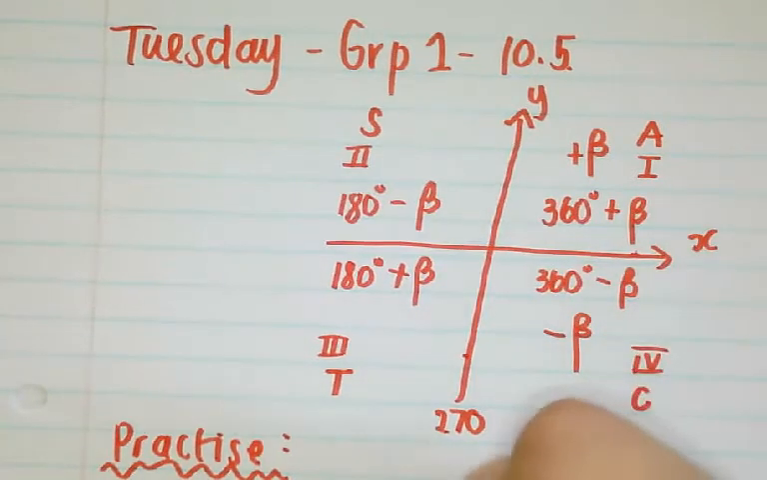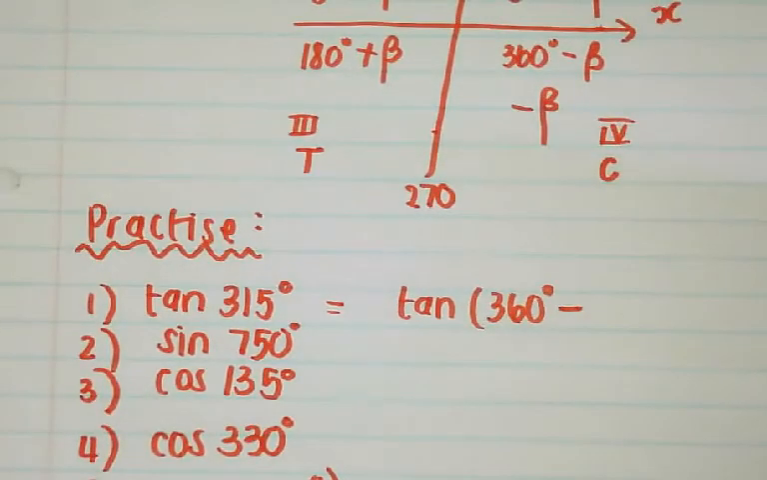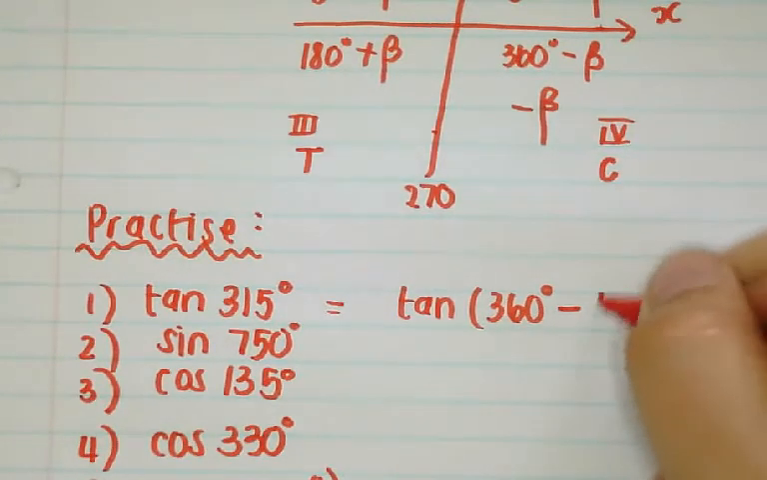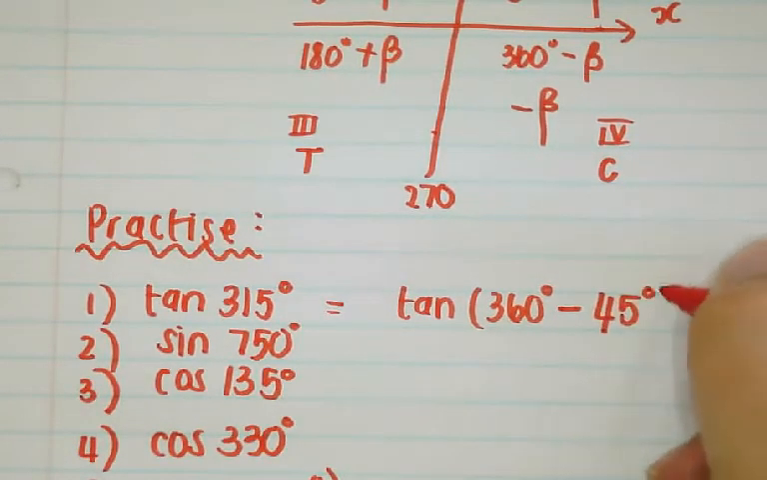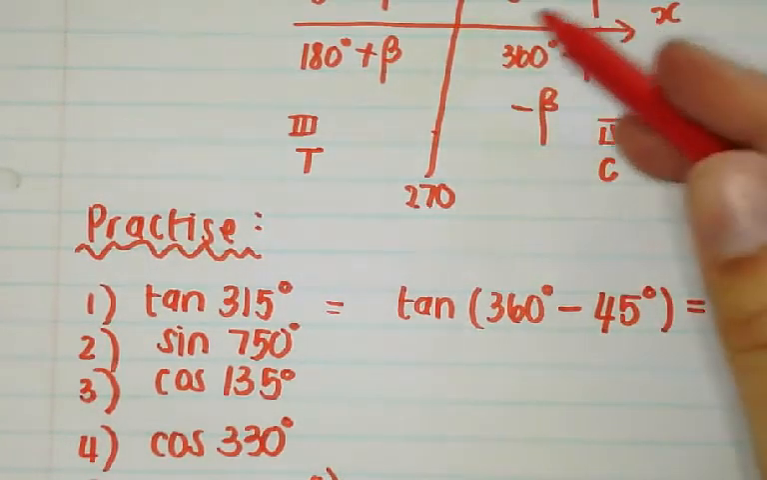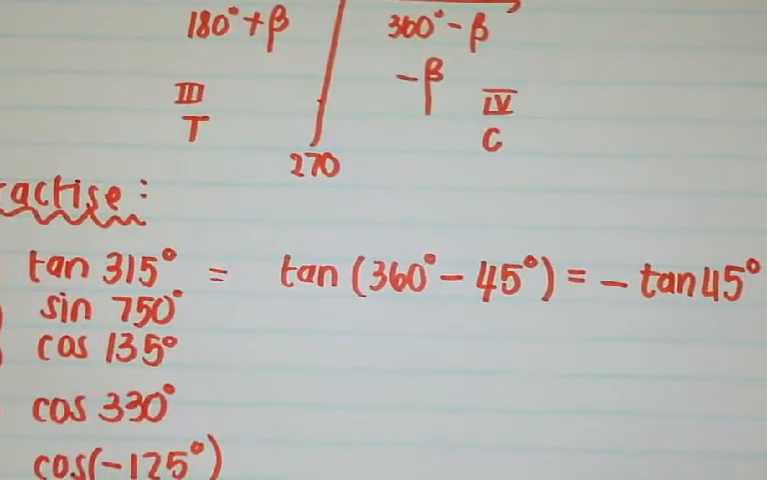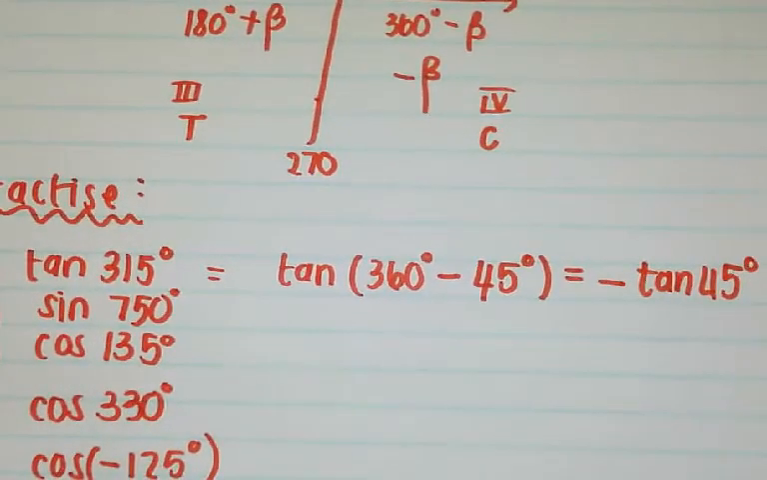What is my reduction in quadrant 4? 360 minus, okay? Minus what gives me 315? 45. In that fourth quadrant, is tan positive or negative? Negative tan 45. And that is what I mean by answering a reduction formula.